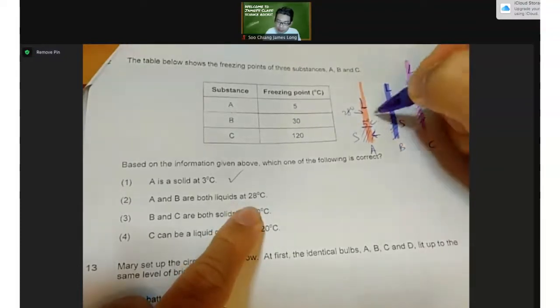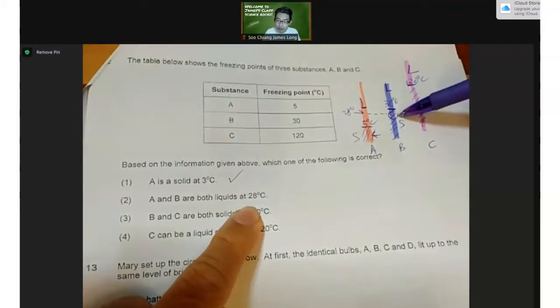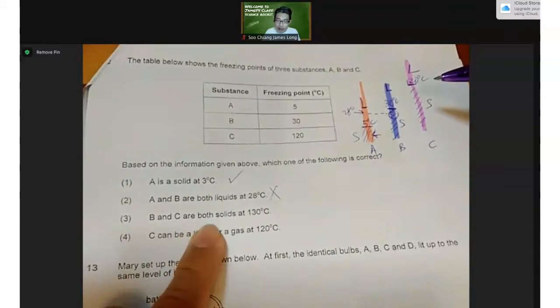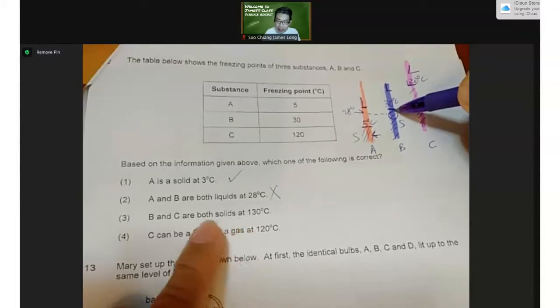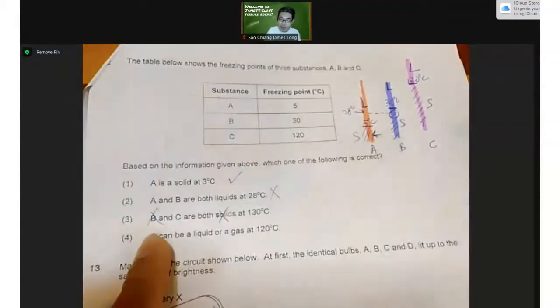However, at 28, B is still a solid. So this is wrong. B and C are both solids at 130. At 30 or below, B is a solid. At 130, which is above here, B is already a liquid. So this is wrong for B.